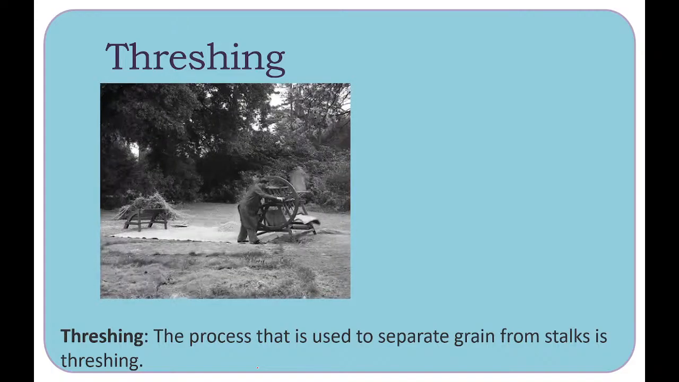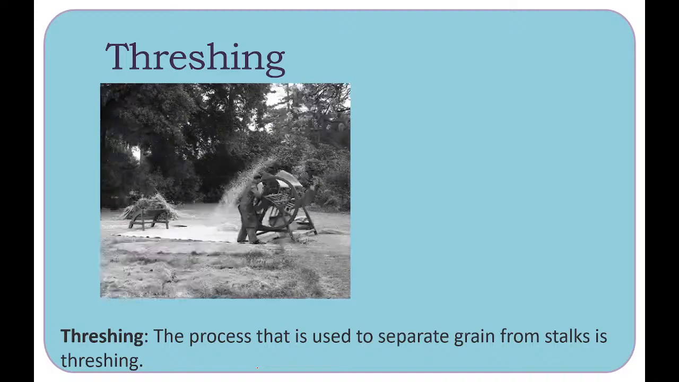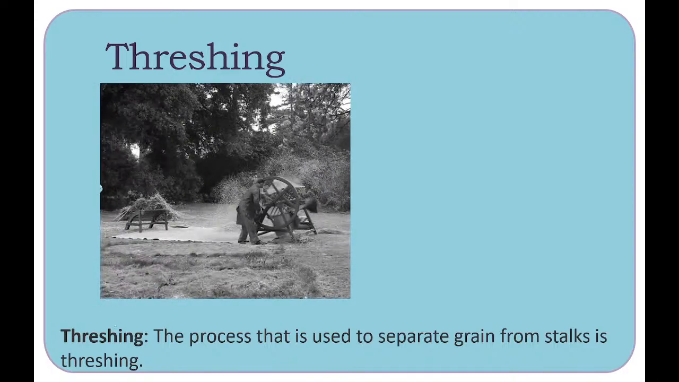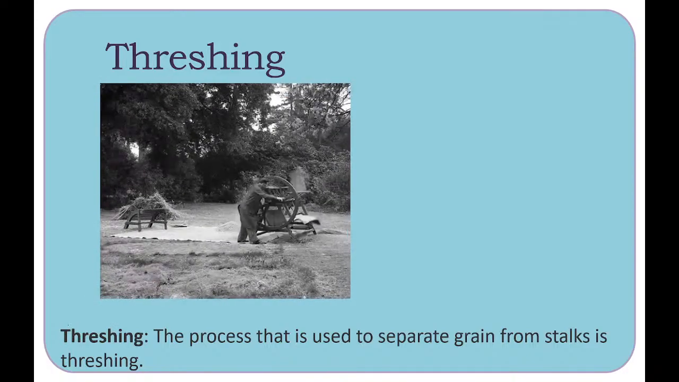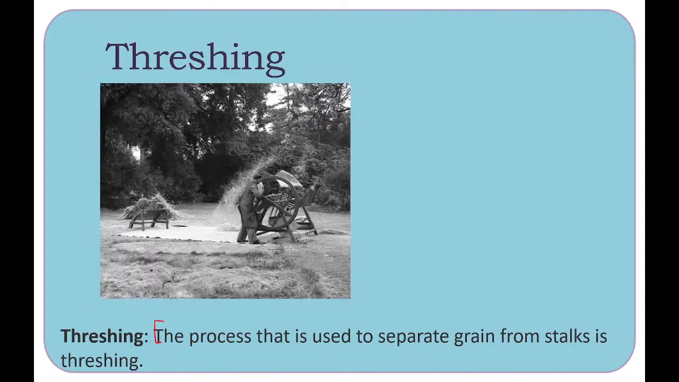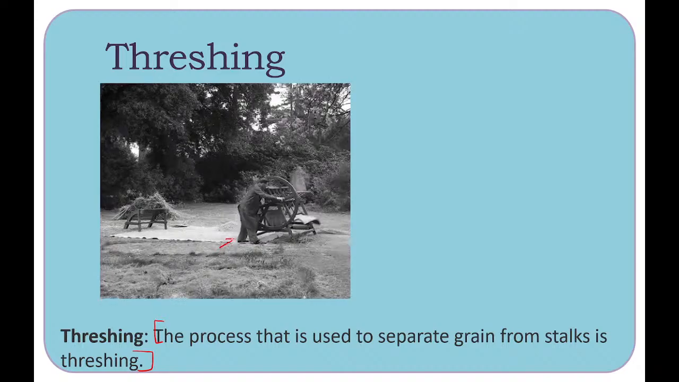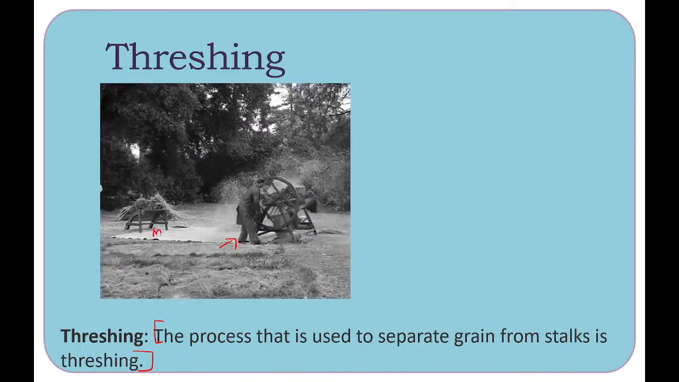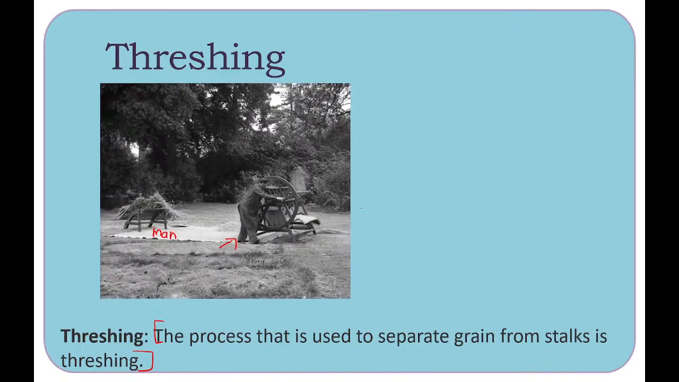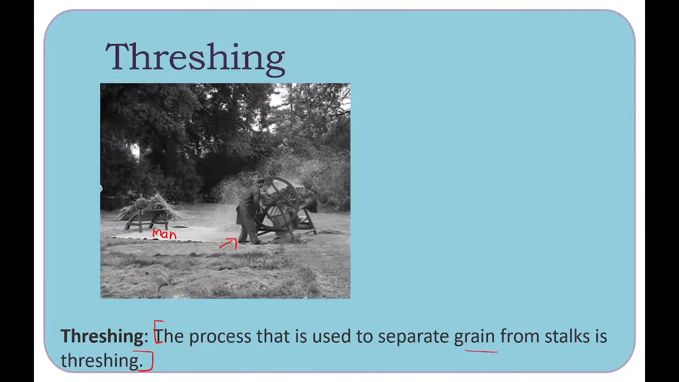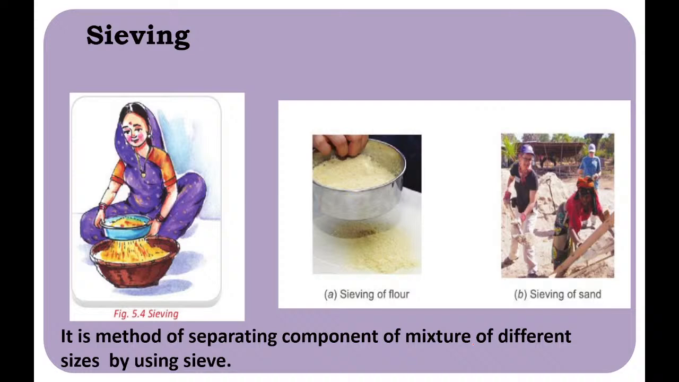So what is the man doing now? Not the lady, the man is separating the grains from its stalk. So threshing is the method of separating grains from the stalk. Okay, now let's move on to the next method, sieving.